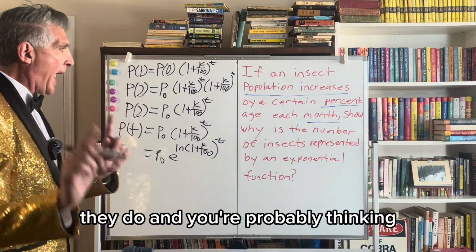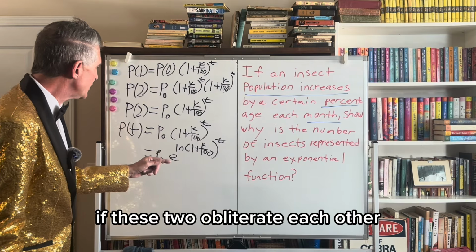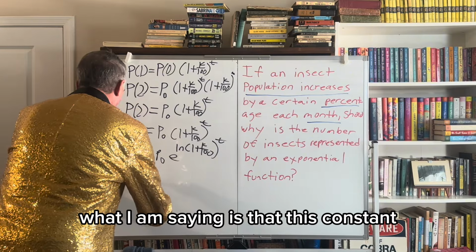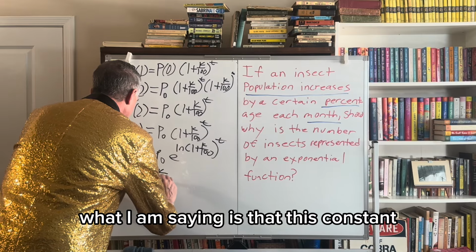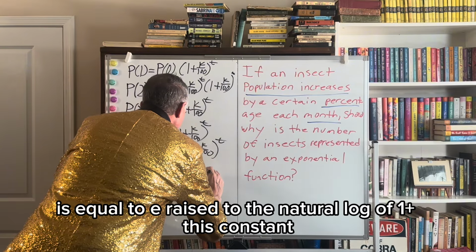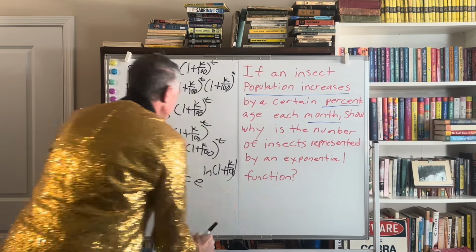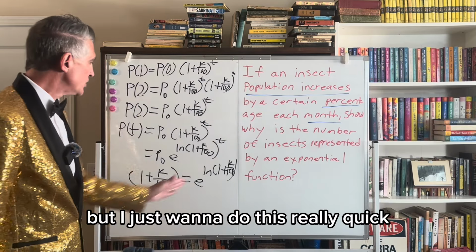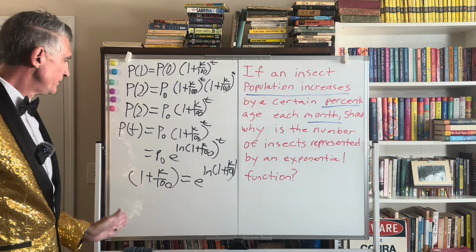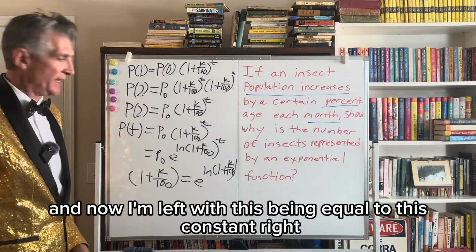Yeah, they do. And you're probably thinking, well, hold on just a second. If these two obliterate each other, are you saying what we think you're saying? Yes, and let's just go ahead and address it right now. What I am saying is that this constant is equal to e raised to the natural log of 1 plus this constant over 100. Apologize for my handwriting, but I just want to do this really quick. This is equal to this. Got it? That's it. Because these two obliterate each other. And now I'm left with this being equal to this constant, right?